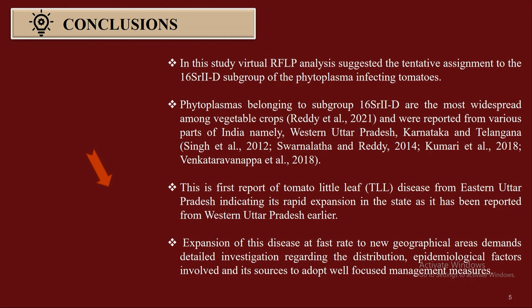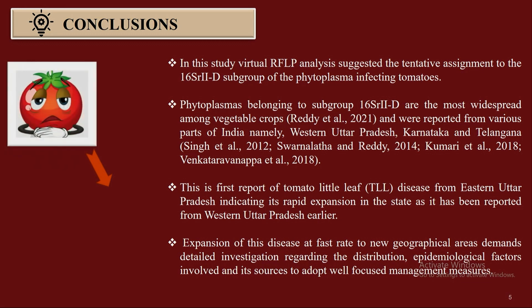Coming to the conclusion part, we have acknowledged the devastating effect of the 16SrII-D group, Candidatus Phytoplasma australasiae, in tomatoes. It has been reported from different corners of the world, even here in Oman by Dr. Ali. In India, we have reports from Telangana, Karnataka, and Western Uttar Pradesh. So therefore, it is an alarming issue for us.